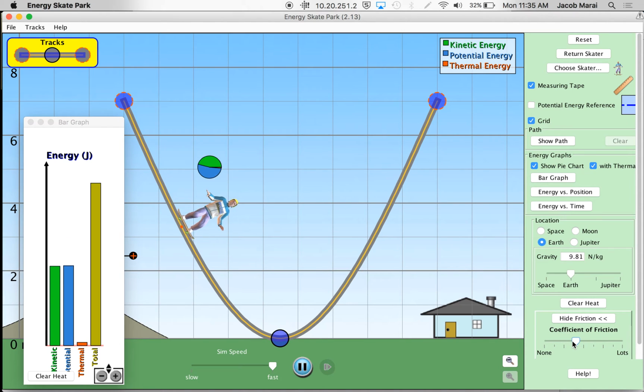Okay, what you'll notice is here comes the thermal bar, and it's growing at the greatest rate when he's traveling faster. So yes, the majority of the energy is taken out at the bottom.